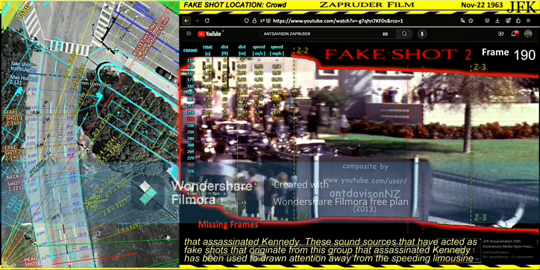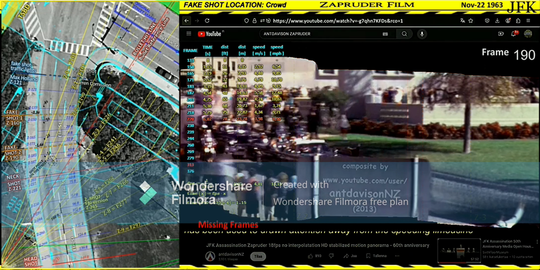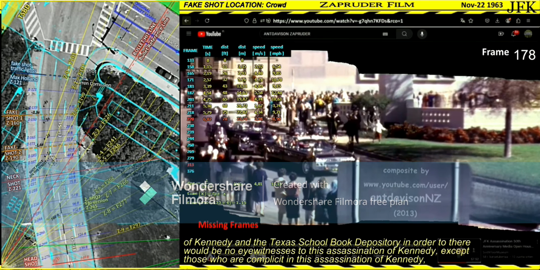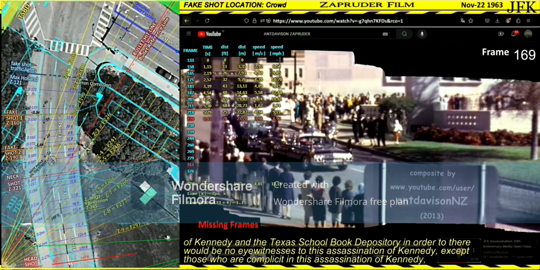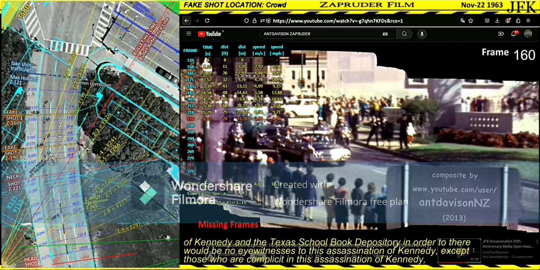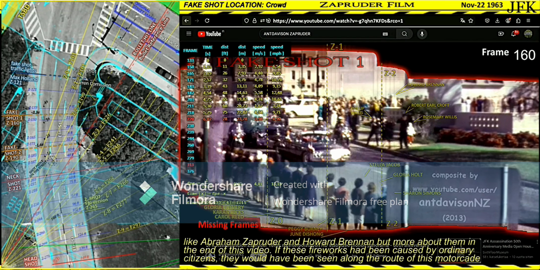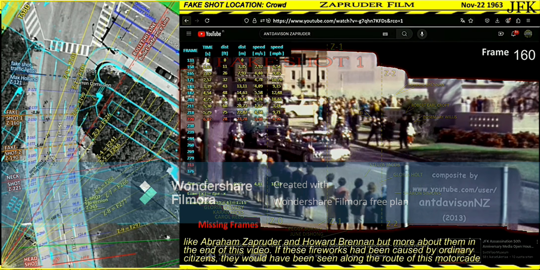These sound sources that have acted as fake shots, originating from this group that assassinated Kennedy, have been used to draw attention away from the speeding limousine of Kennedy and the Texas School Book Depository, so that there would be no eyewitnesses to this assassination of Kennedy, except those who are complicit in it, like Abraham Zapruder and Howard Brennan, but more about them at the end of this video.